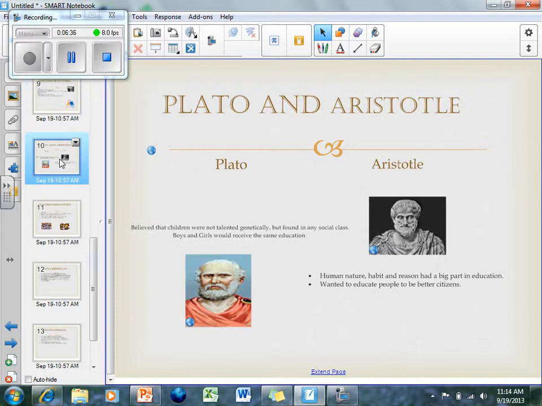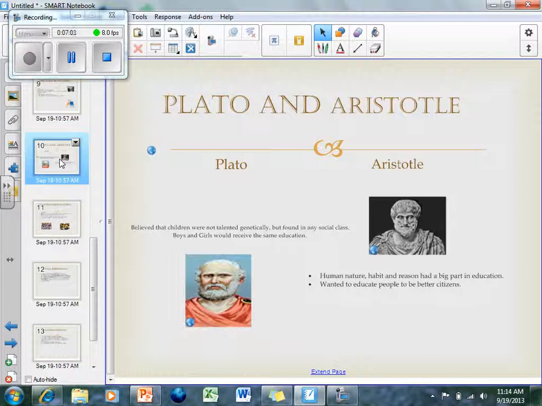All right, Plato and Aristotle. Plato believed that children are not talented genetically, so talents weren't passed down through genes. Your parents can't give you what you take in. He believed boys and girls should receive the same education. He also believed that they should be educated to work for the state, and he had a strong military belief that after school you should go to 2 years of military school, and in your 20s you should enroll in the military.